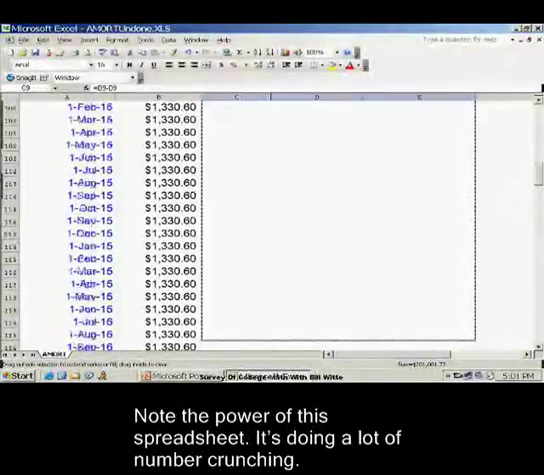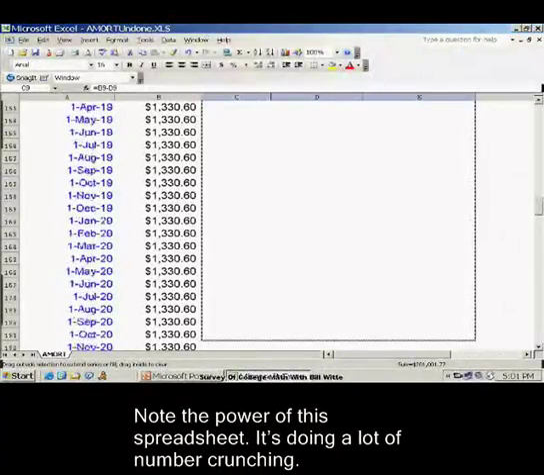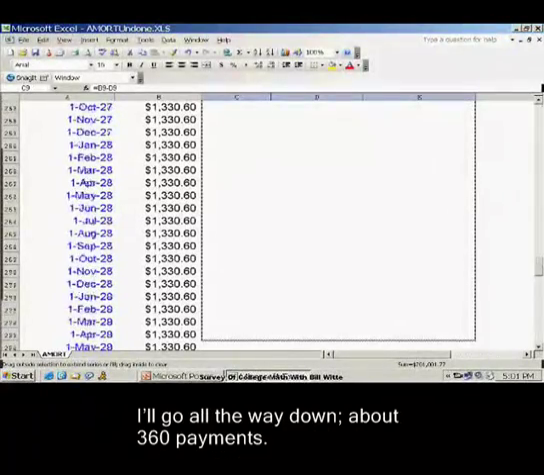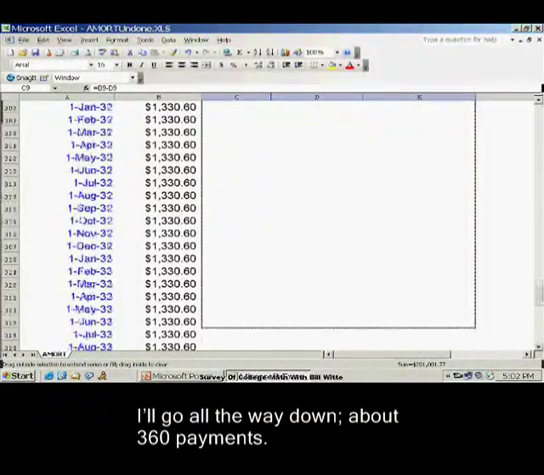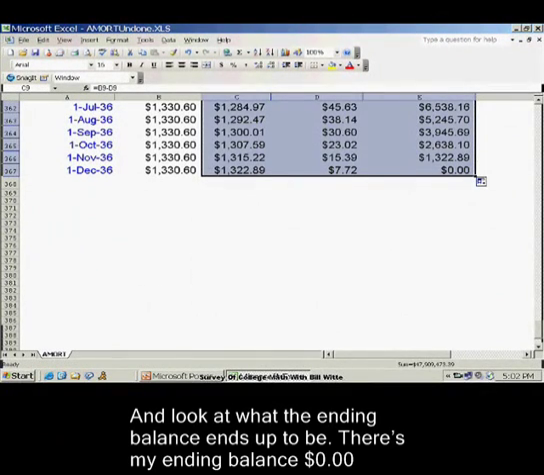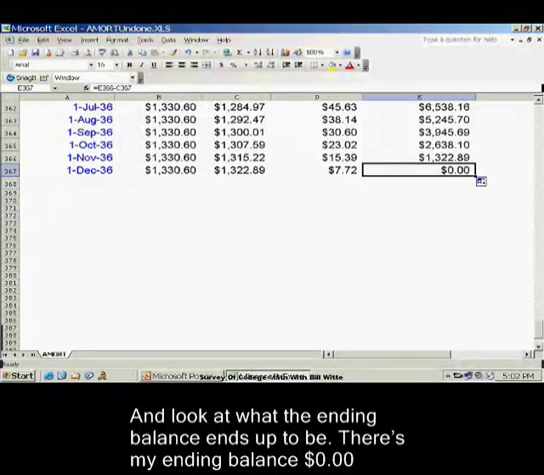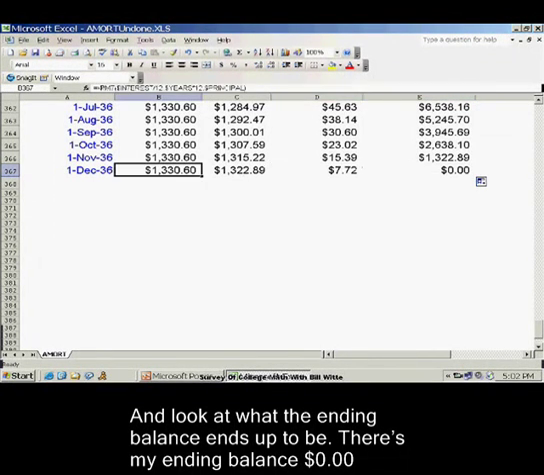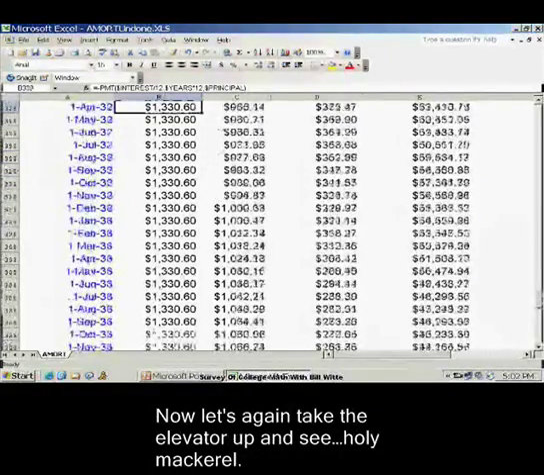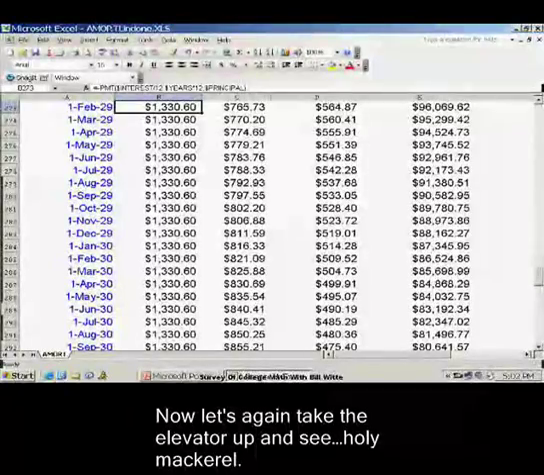Look at the power of this spreadsheet. It's doing a lot of number crunching. I'm going to go all the way down, about 360 payments. And look what it ends up. That's my ending balance, about $0. So that looks correct. Okay? Now let's take the elevator up and see. Holy mackerel. All the payments you're going to have to make.